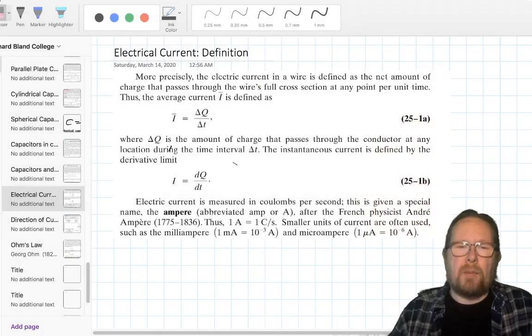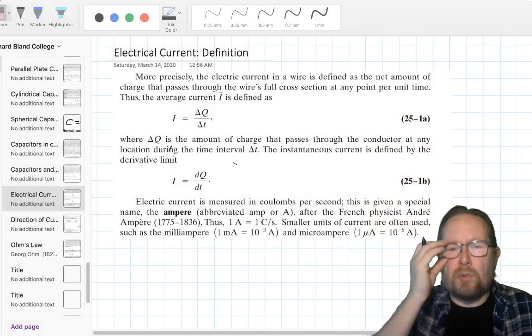Okay, we're about to start chapter 25 and talk about electrical current. Just to really get us started with the basics, I'm going to do a couple short videos on the definition of electrical current, the definition of resistance, how to use Ohm's law, and that'll set us up for some of the more complicated circuit stuff that is coming up.